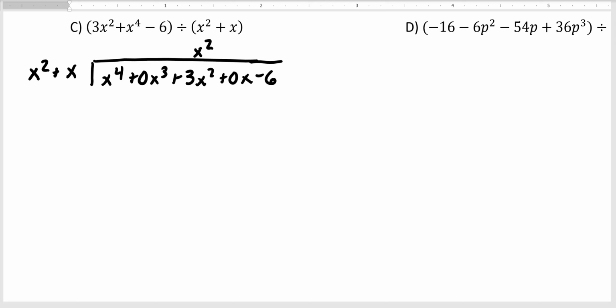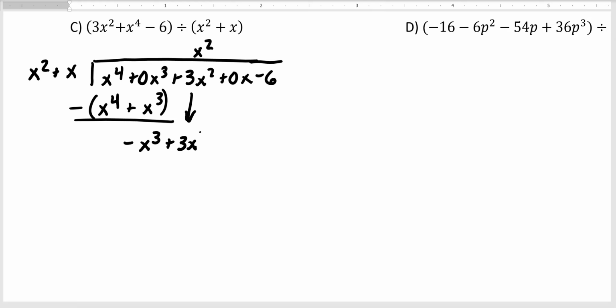Well, it'd have to be x squared. x squared times x squared is x to the fourth. x squared times x is x to the third, and I'm going to do some subtraction here. That leaves me with negative x to the third. Bring down our positive 3x squared.